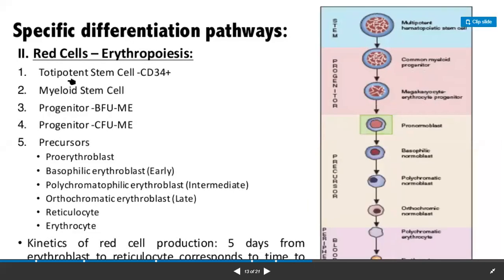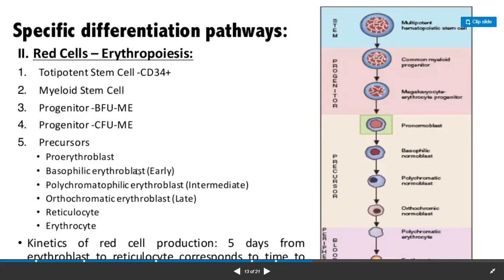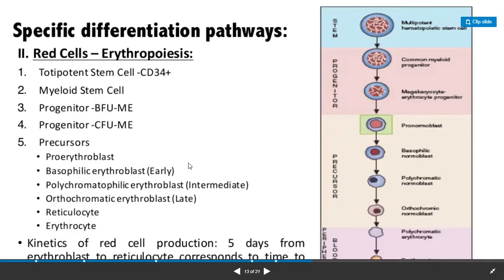For red blood cells, we have erythropoiesis, totipotent stem cell, CD34 positive. Then we have the myeloid stem cell, the colony forming unit. So here we have the progenitor, CFU-E, the progenitor. So these are a kind of blast forming unit. And then we have the precursor cells, proerythroblast, basophilic erythroblast, polychromatophilic erythroblast, orthochromatophilic erythroblast, reticulocyte, and then you have the final erythrocyte. And from the kinetics, from erythroblast to reticulocyte takes 5 days.